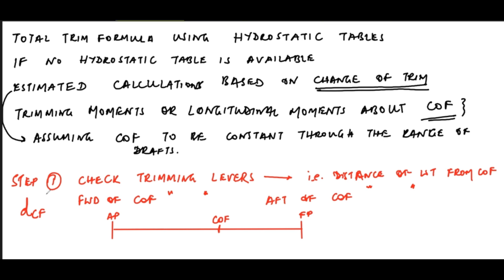So how do I differentiate? I will call it as the D from the center of rotation. You can use DCOF. You can use DCOF. ये भी चलेगा, no problem. Or you can just use DCF. Center of rotation, say what is the distance. Now, obviously, the distance will be either forward or it is going to be aft.